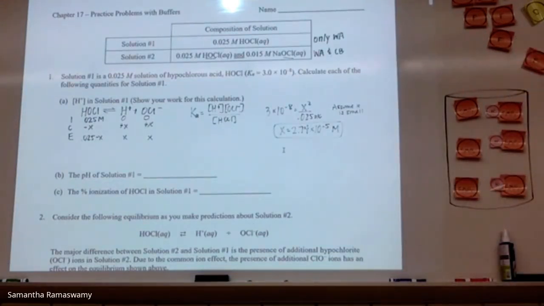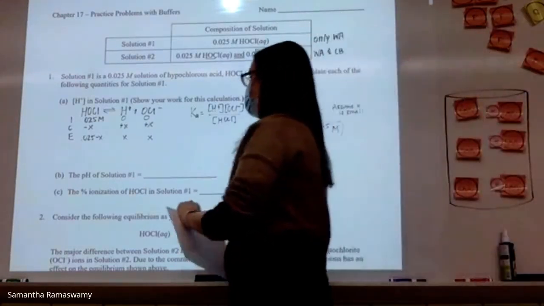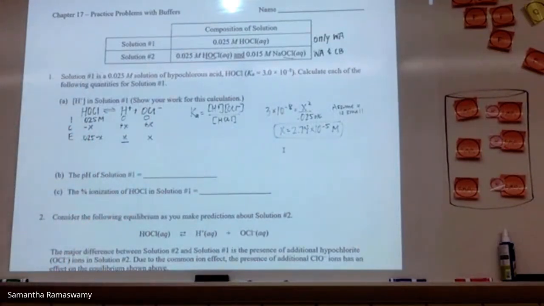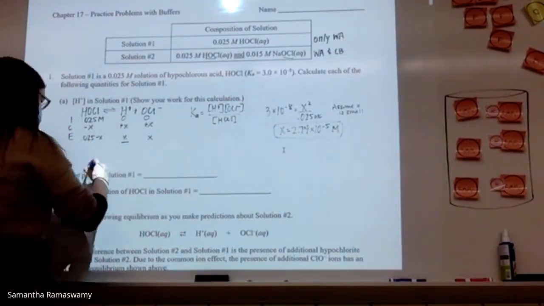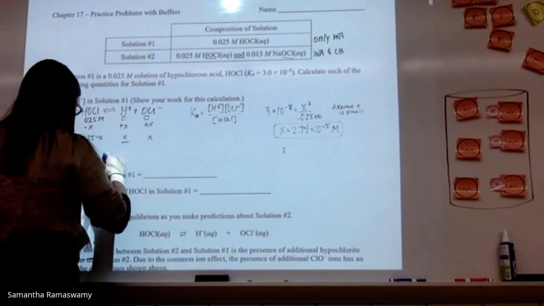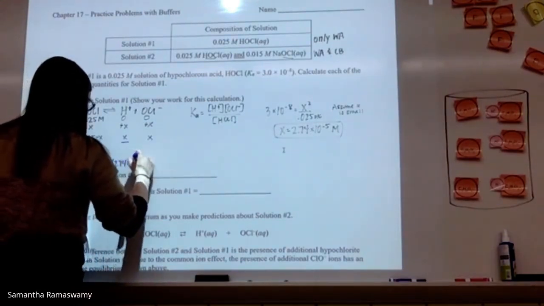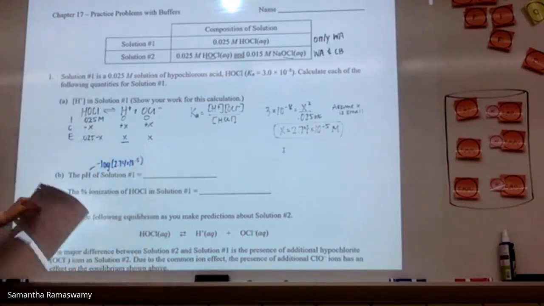If that's the H plus, part B says calculate the pH. What do I have to do to calculate the pH? Negative log of that. So take the negative log of 2.74 times 10 to the negative fifth. That gives 4.56.